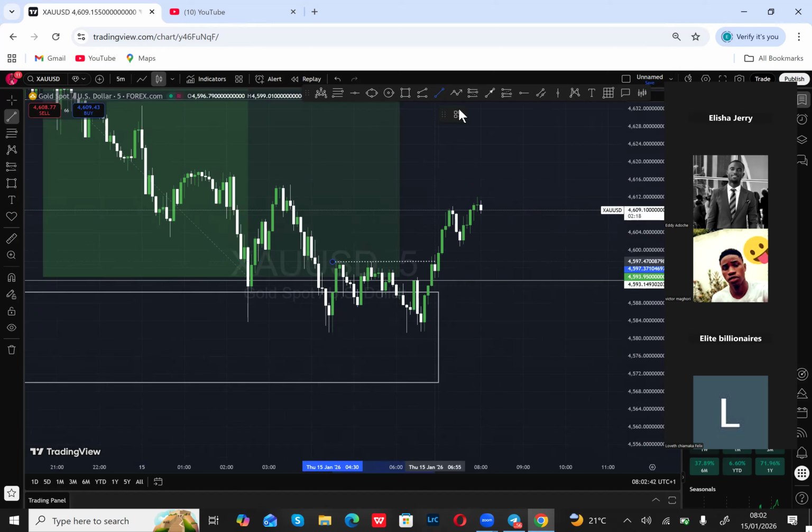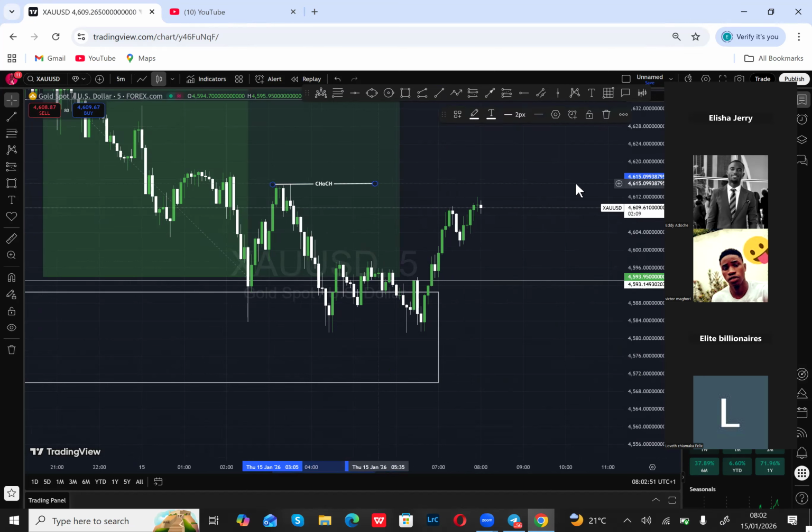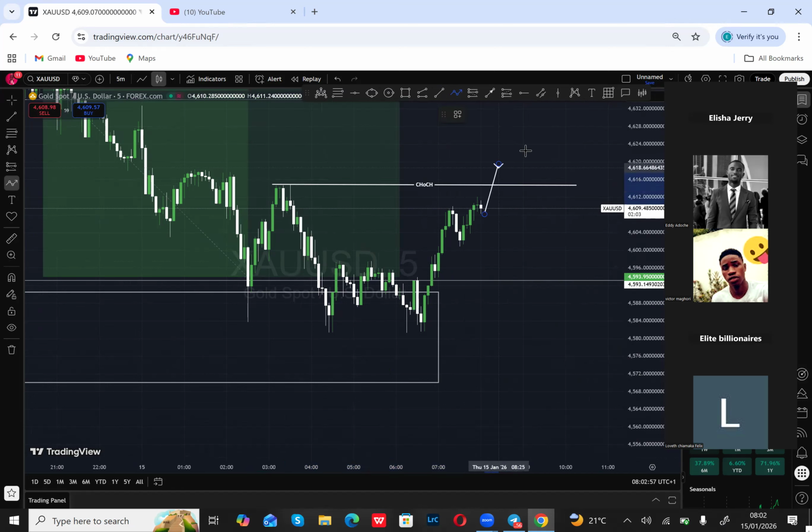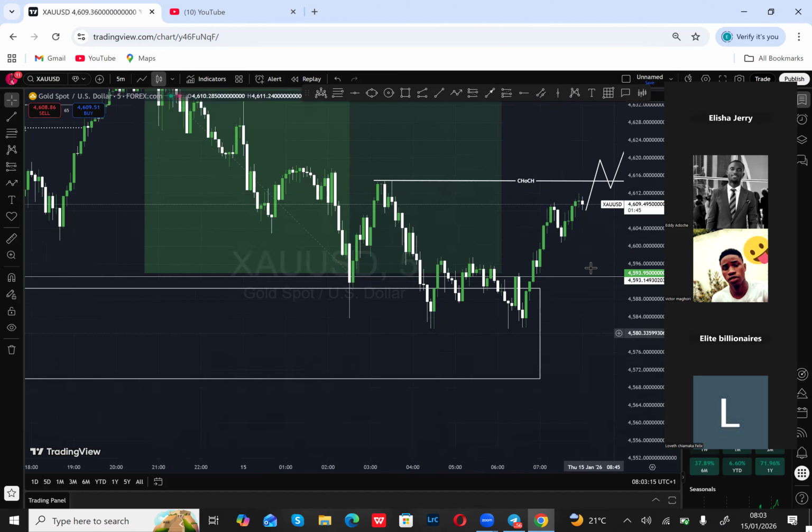So you have this as the change of character now. You can even take this as the change of character so that you can look out for close zones around here. Once this takes this out, you just mark out a liquidity and then probably pick an order block that was created here. And then you can look out for an extra confirmation if you still need it, but that will mean you'll be looking for a confirmation on the 1 minute.